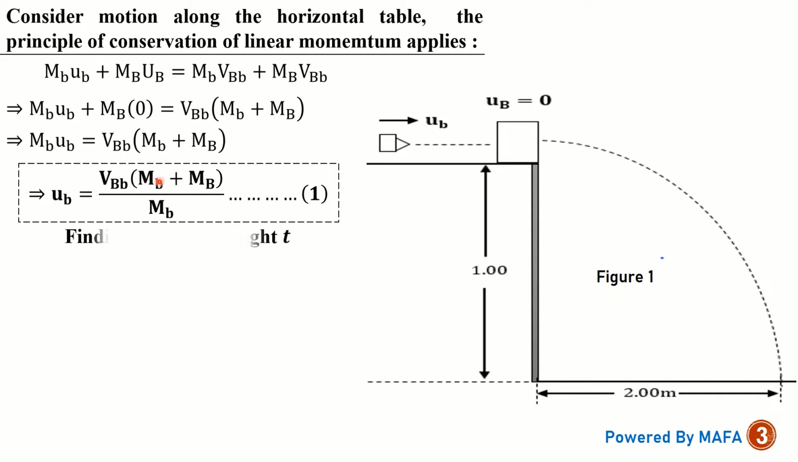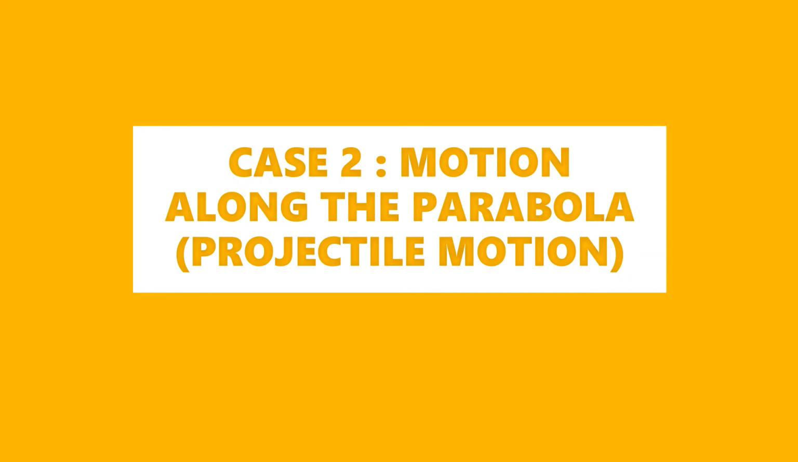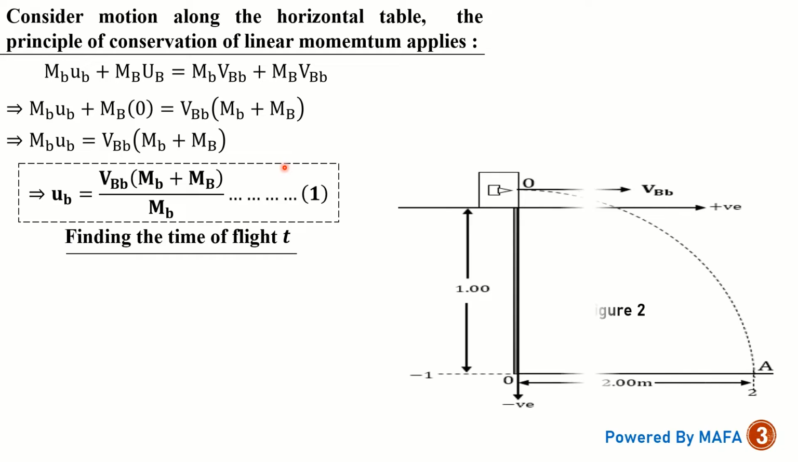So we are now going to use the second scenario, that's the projectile motion, because the first scenario considered motion on the horizontal table. Now the second, we are going to consider the projectile motion to find their common velocity. And before doing that, first of all, we are going to find the time of flight, and know that the time of flight in the vertical direction and the horizontal direction are the same.